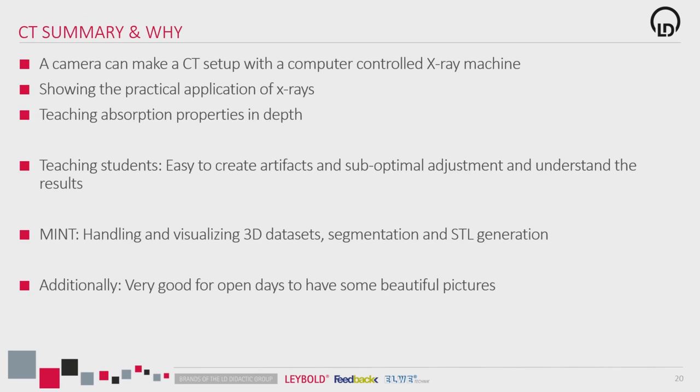And in the very end, what have we seen today in the last half hour? So we have seen that just a camera is needed to make a CT setup when we've already got a computer-controlled X-ray machine. We have seen the practical application of such X-rays by identifying hidden things like the nuts in a choco bar. And we have seen teaching absorption properties with a 3D phantom, a well-known thing which is fully documented. And we have all those things like resolution, like Hounsfield units, the physicists like to talk about and like to teach the students. And remember, this is a completely independent setup.